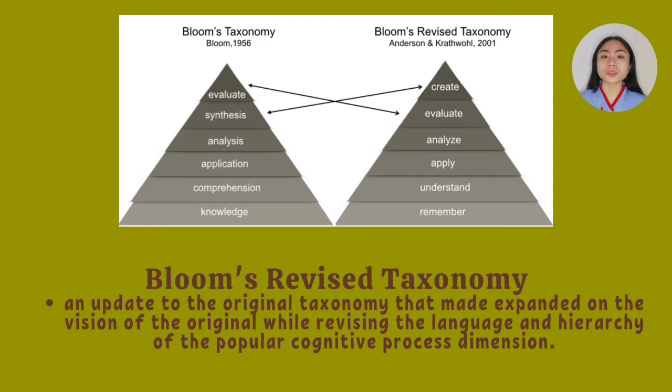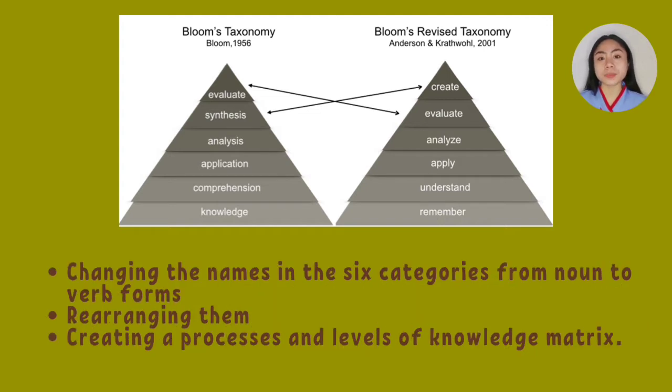Now, the Bloom's revised taxonomy is simply an update to the original taxonomy that expanded on the vision of the original while revising the language and hierarchy of the popular cognitive process dimension, which are referred to as levels of Bloom's taxonomy. So, the first thing most people recognize is the different terminology. Thus, the revised version changes the names of each of the 6 levels, changing the names in the 6 categories from noun to verb forms.